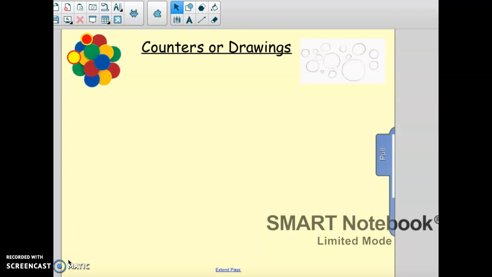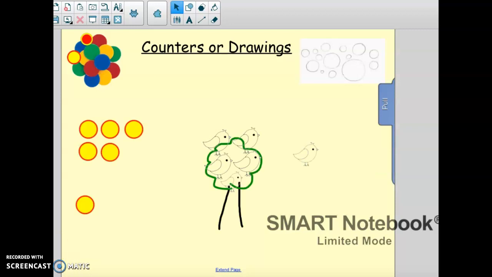Again, 6 birds are in a tree. 1 flies away. What fraction flew away and what fraction stayed? You should have some type of visual model that looks like this. Either you made a pile of 6 and had 1 come away, which would have shown you your 1/6 birds that flew away and your 5/6 birds that stayed.